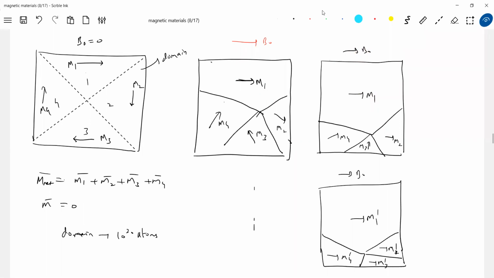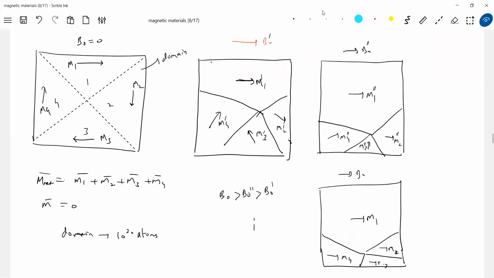Don't say B naught. B naught also I should keep on increasing. Okay, we'll do one thing: B naught dash, B naught double dash. So I am going to keep on increasing the magnetic field, B naught, B naught dash, B naught double dash.